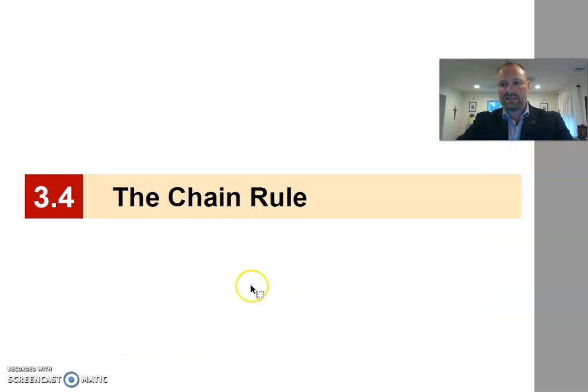We're going to skip the velocity piece. So 3.4 talks about the chain rule. This is probably one of the most important rules in calculus that we're going to go over. So we're going to cover that in our next video.